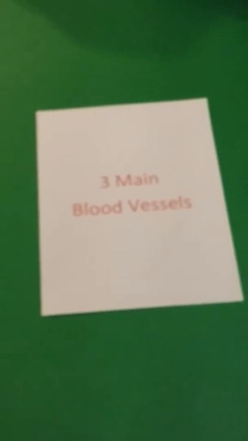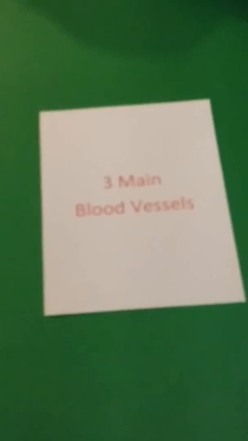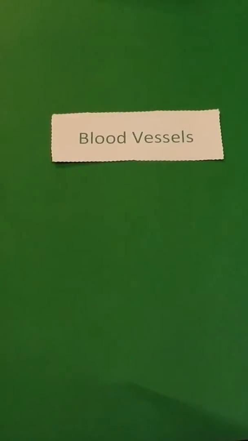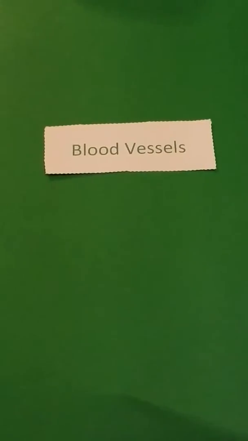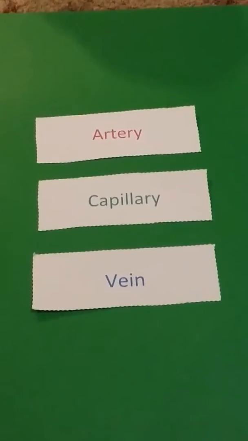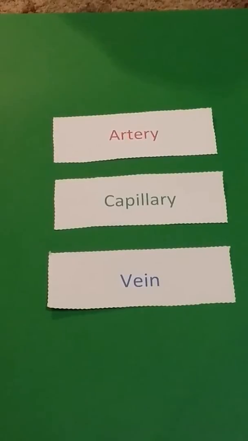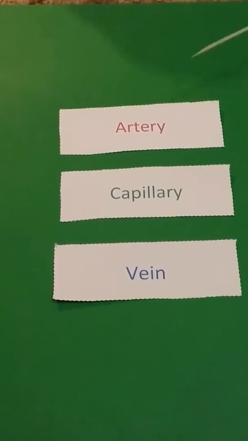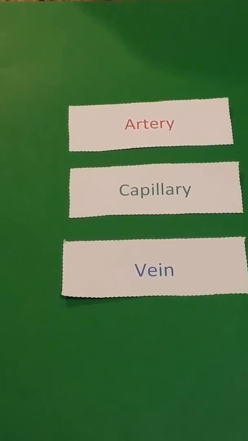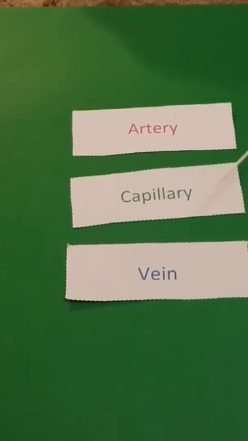We're going to talk about the three main blood vessels, their similarities, and their differences. What are blood vessels? Blood vessels are channels used to distribute blood to tissues throughout the body. We will look at the three main types of blood vessels: the artery, the capillary, and the vein.